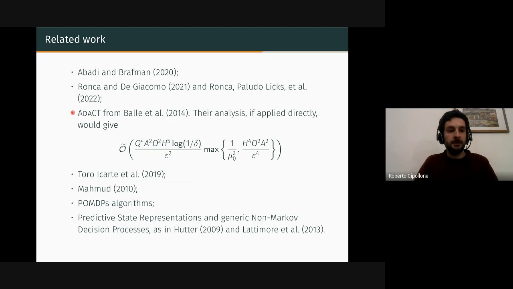Then there is this paper from which we take and adapt the automaton learner. But if we would directly instantiate their bound, we would find a dependency of this order here. This is quite large. And then we might talk about algorithms that are even more general. As I said before, we could do POMDP learning over RDPs and more general classes. But we can talk about this if we are interested.